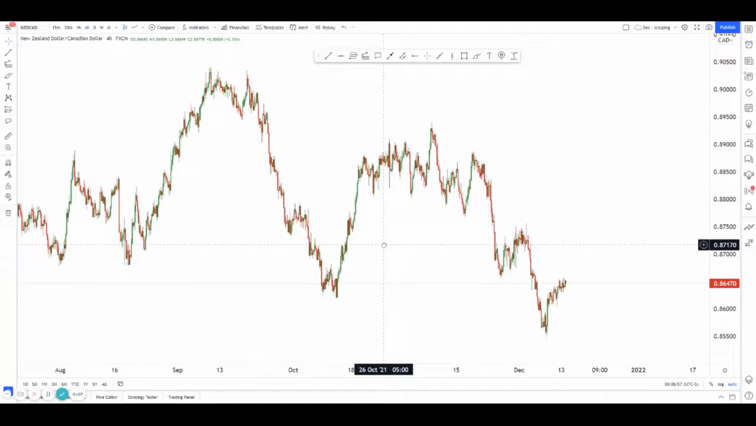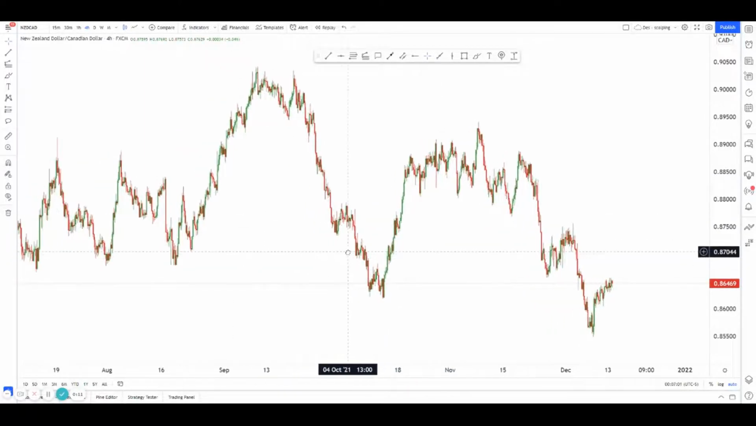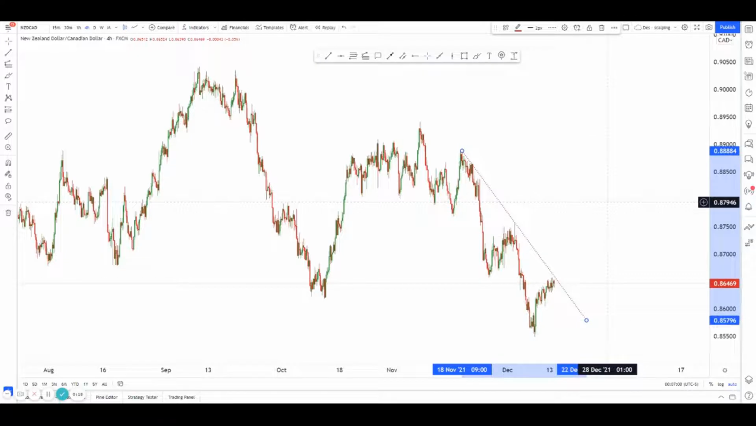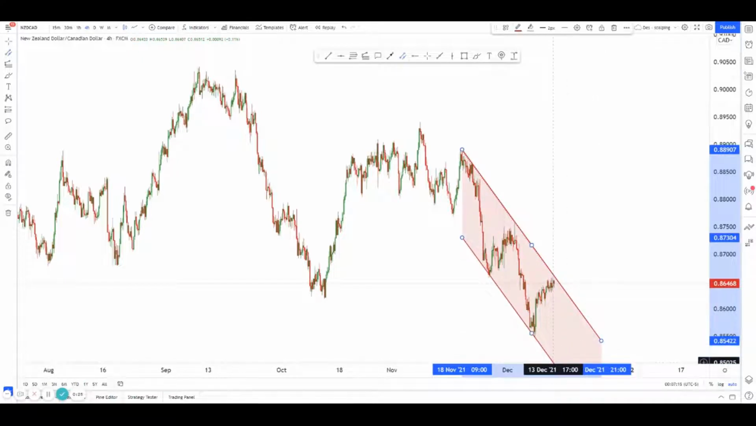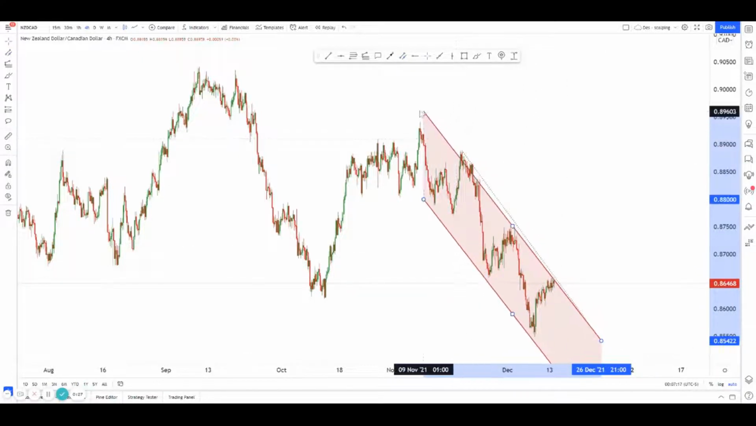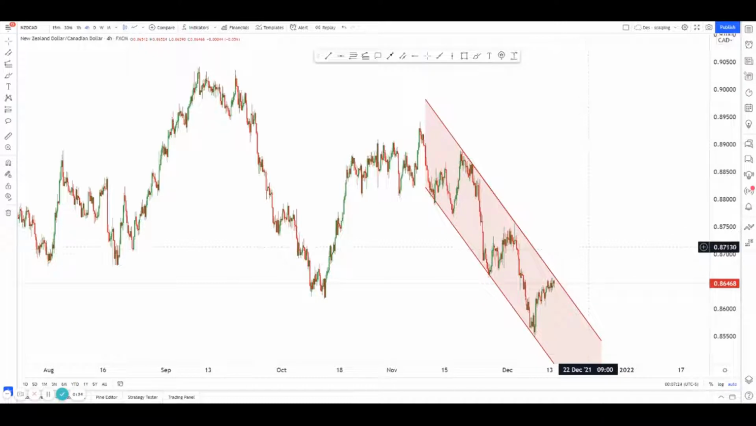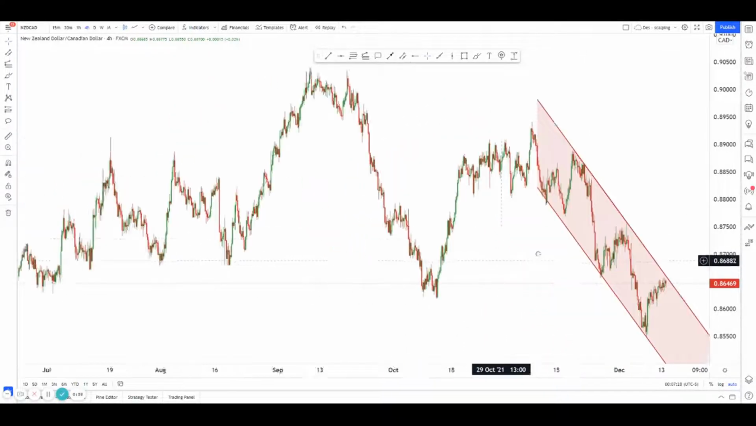Today we're looking at Kiwi CAD on the 4-hour chart. What I noticed, which I like, is a very nice descending resistance line over here. You could even argue that there is a channel. In fact, there is a bearish channel that we're seeing over here. A pretty strong bearish channel, so the overall momentum is bearish.